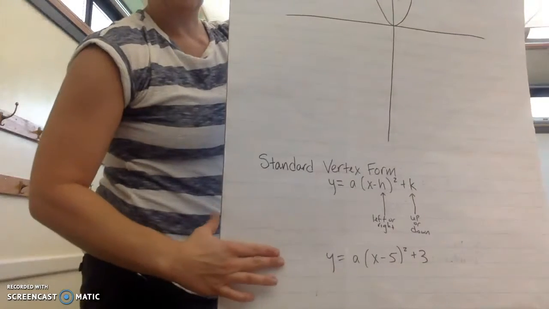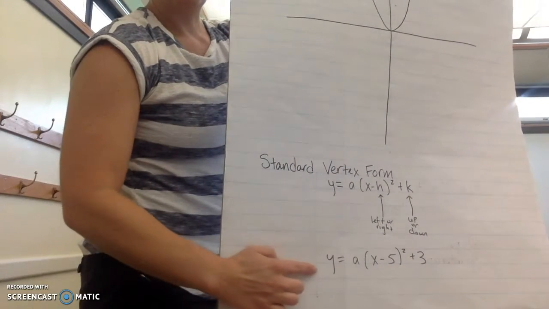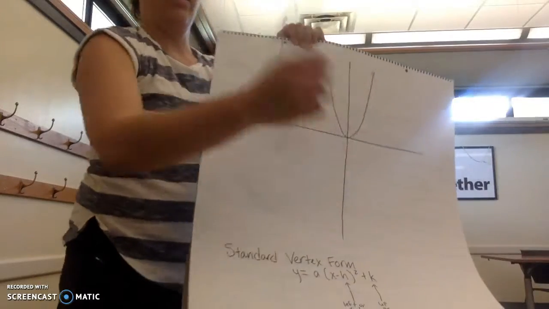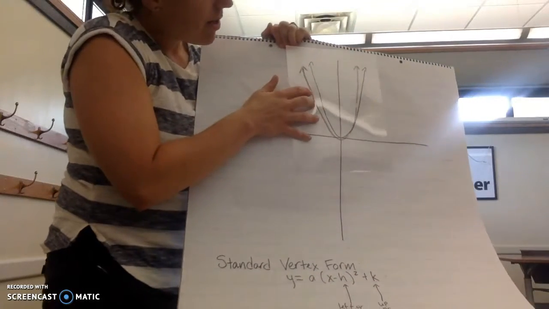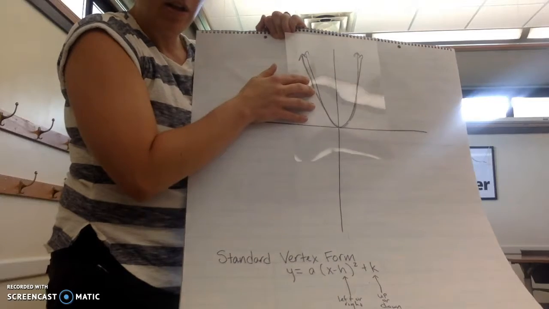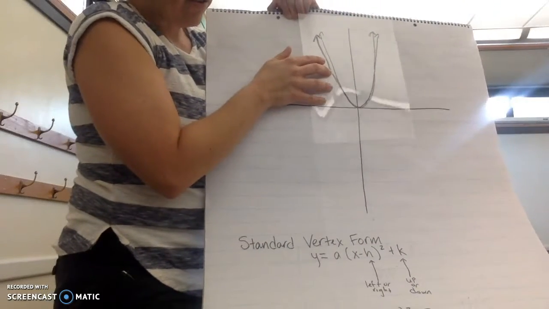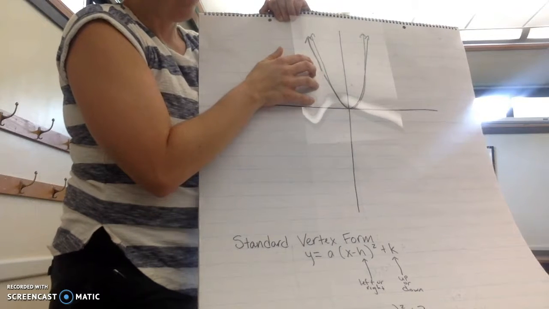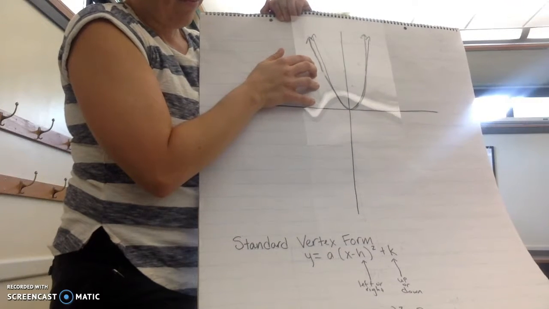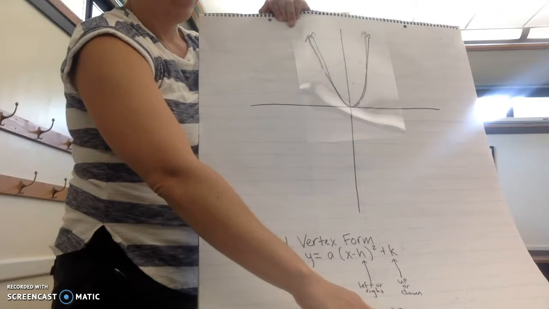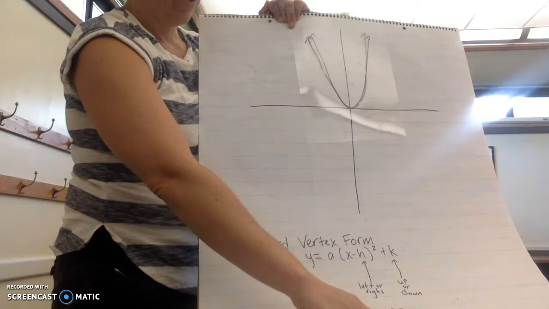In the standard vertex form, voila: y equals a, x minus 5, squared, plus 3. So here's my parabola. It's ready to move. So x minus 5 squared plus 3. Where am I going to go? First of all, let's look. You would go to the left, 5 to the left, and then up 3.